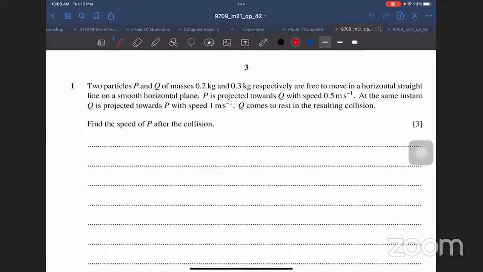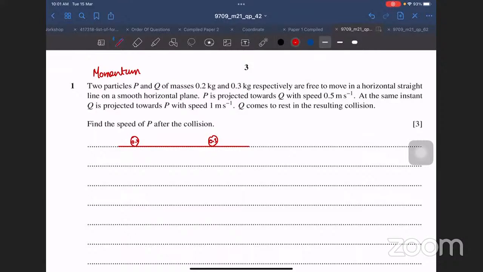Okay, so this first question is about collisions. So momentum. It says two particles P and Q of masses 0.2 and 0.3 kgs respectively are free to move in a horizontal straight line on a smooth horizontal plane. Okay, 0.2 and 0.3.